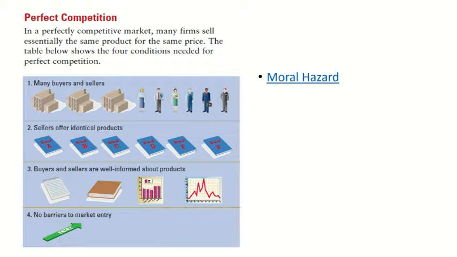Buyers and sellers are well informed about products. Nobody knows everything about what they're buying. Hopefully you know that if you buy a canned good and there is a dent in the middle of the can, that's probably safe. But if you have a dent at the lid of the can, that's probably unsafe because that can could be open and bacteria can get in. If you did not know that, there you are.